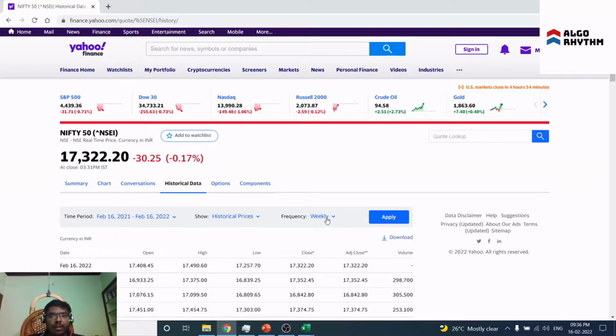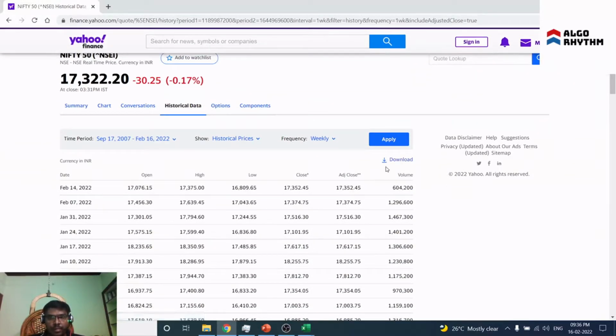I'm setting the frequency to weekly because daily means if you are a day trader, you can pick that. If you are an SIP investor, you can pick monthly, but we are somewhere in between, active and passive at the same time, and we will be looking for the optimal spot to catch the lows of the market. So let's set the time frame to max, and we will have 15 years of data over here. Just click on apply, and the data is loaded.